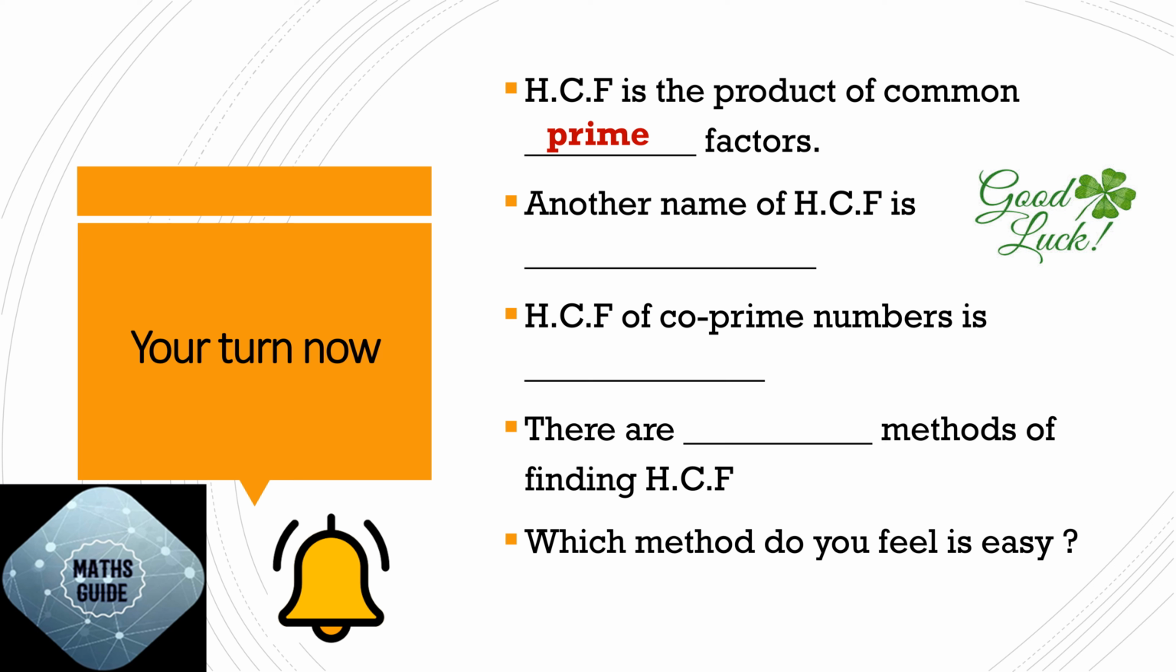HCF is a product of common prime factors. Another name of HCF is Greatest Common Divisor. HCF of co-prime numbers is always 1. There are 2 methods of finding HCF.